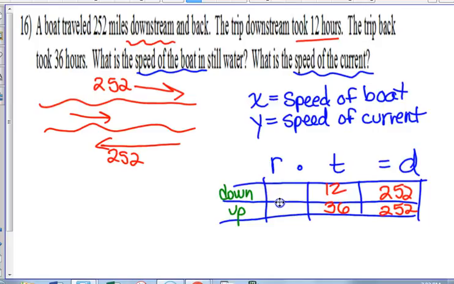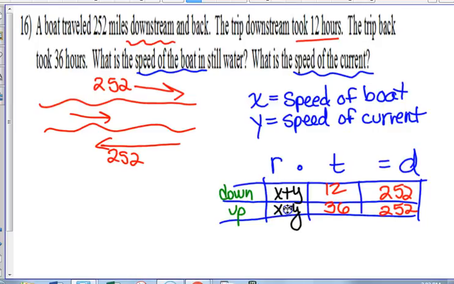Okay, we are going to eventually just divide, yes. But the rate here, downstream, what was happening with the X and the Y's? They were working together or against each other? Together. So we're going to put X plus Y. On the way back, what happened?